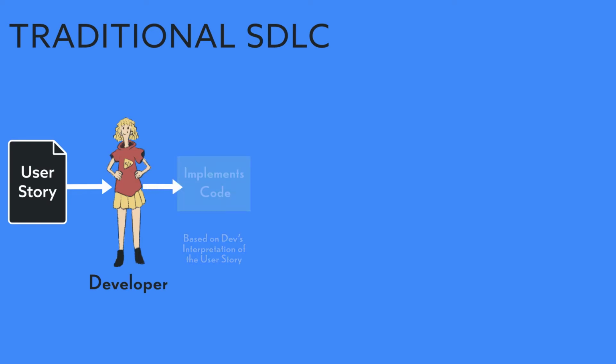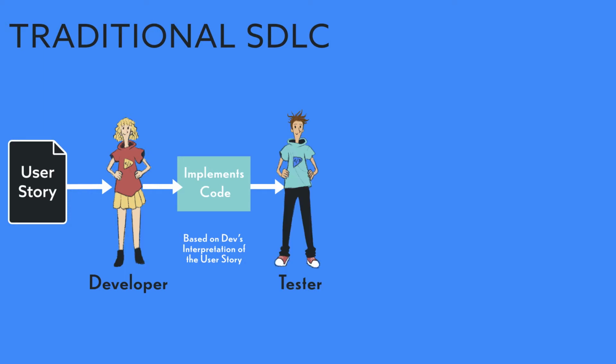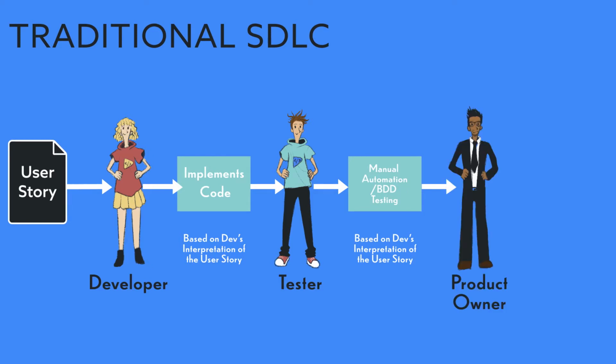Let's look at the issue of the traditional software development lifecycle, in which typically the user story gets handed over to the developer. The developer implements the code based on their understanding, then the tester takes over and tests the implemented solution based on their understanding. Finally, the product owner provides the feedback based on their understanding. At this point, the product owner's interpretation could be completely different to the developer's or the tester's interpretation, which may result in a complete rework of the implemented solution.